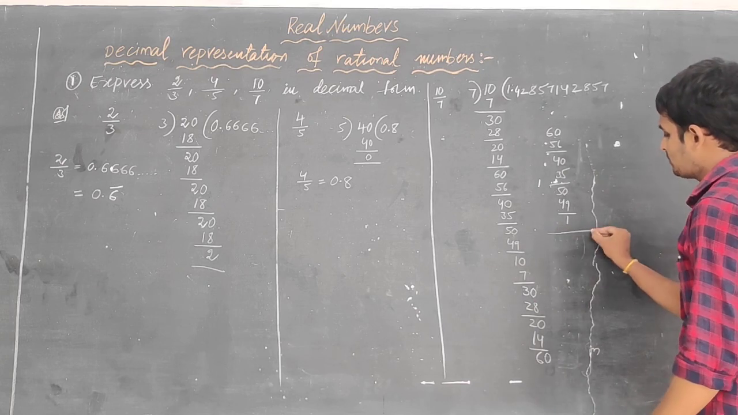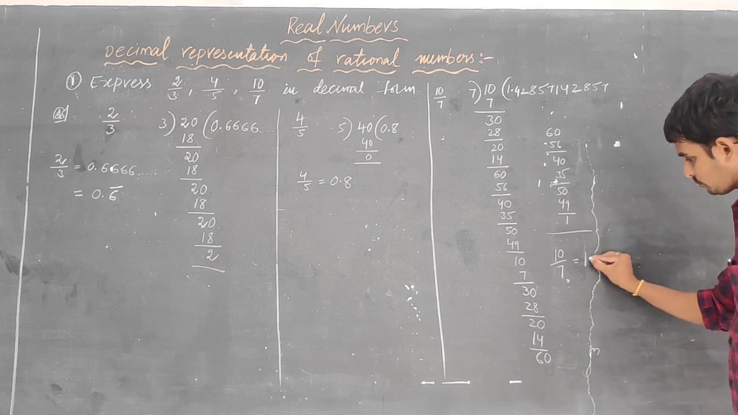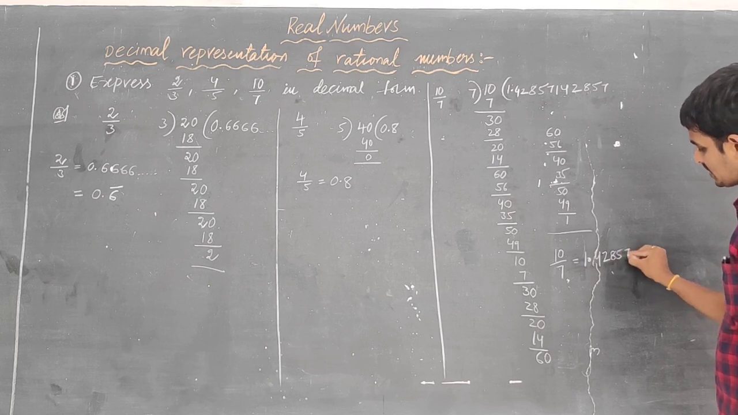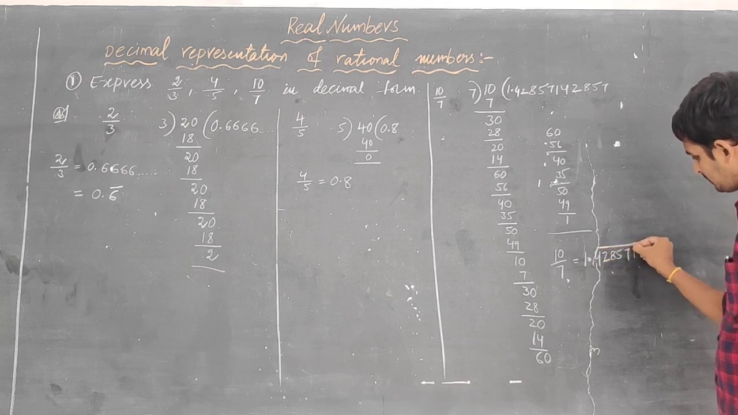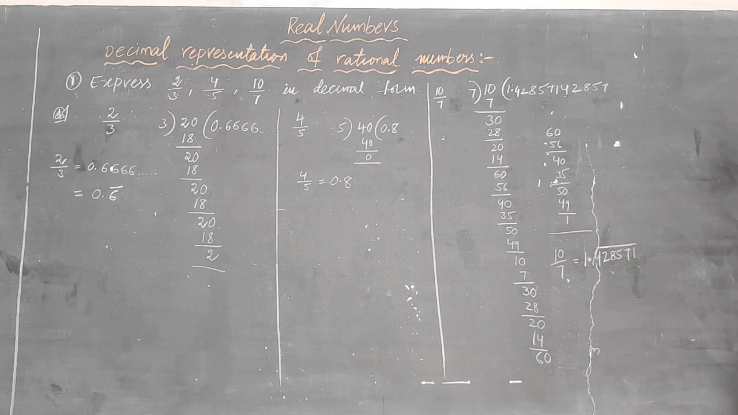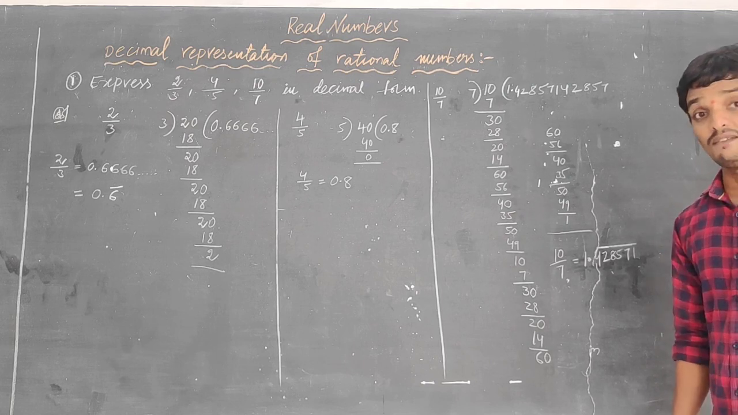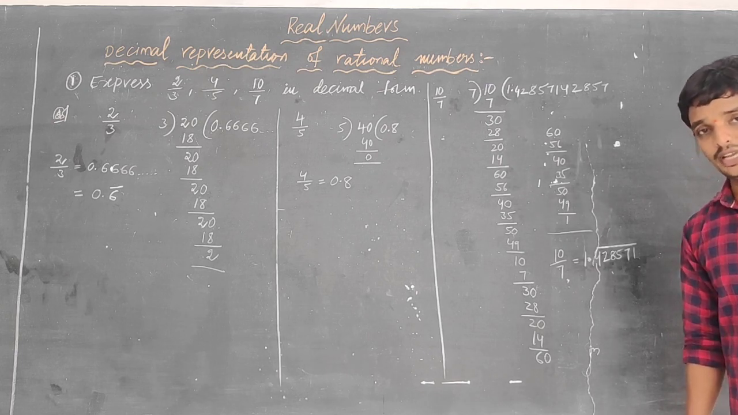I am putting the division to stop here. 10 by 7 is equal to 1.428571 with a bar. If you have a doubt, why is 1 not repeating here? 1 is in the numerical part, so we cannot apply the bar for the digits which are in the numerical part. We can apply the bar only for the digits which are in the decimal part.